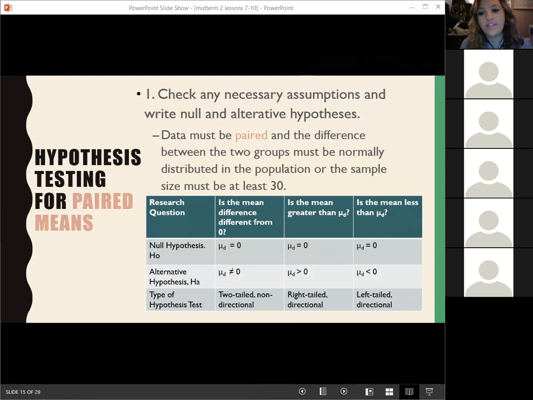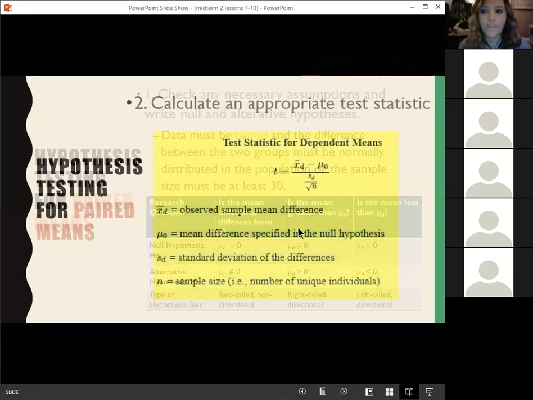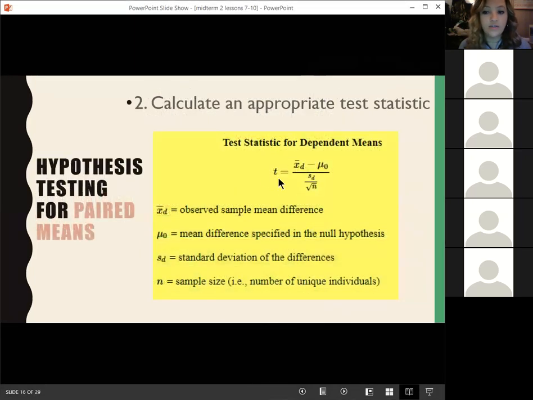So once again, this is just a contingency table based upon what types of hypotheses you would write, depending on what your general research question is. And that also tells you the type of hypothesis test. And then we're still using t to calculate our test statistic, because t is what we correlate with our means. And this is just the equation here.